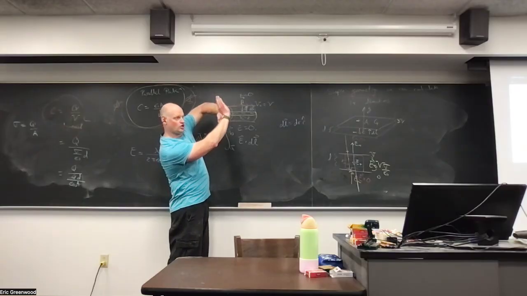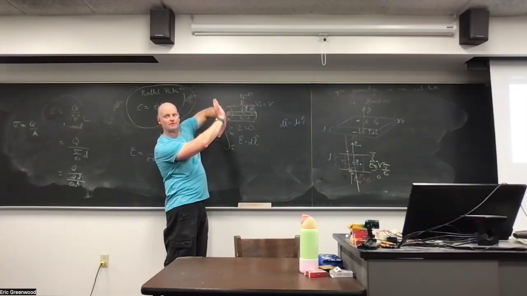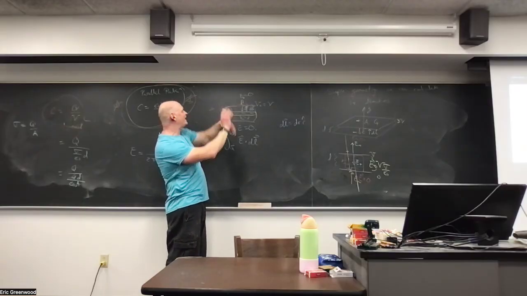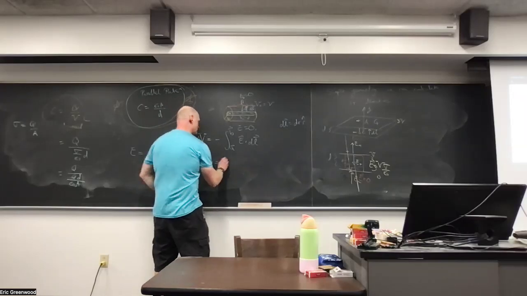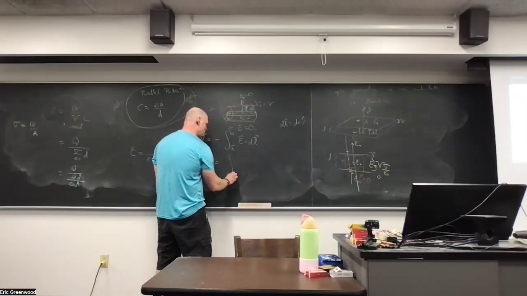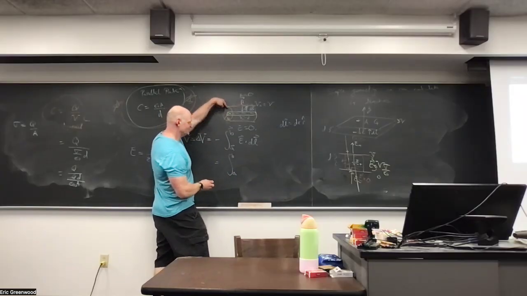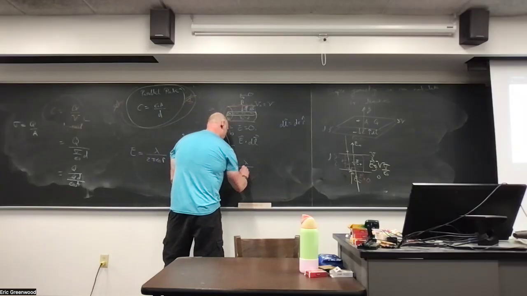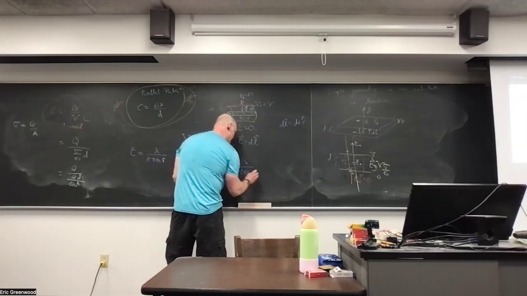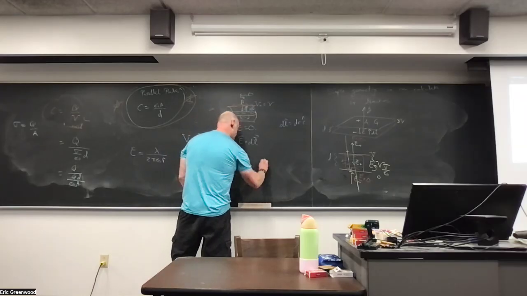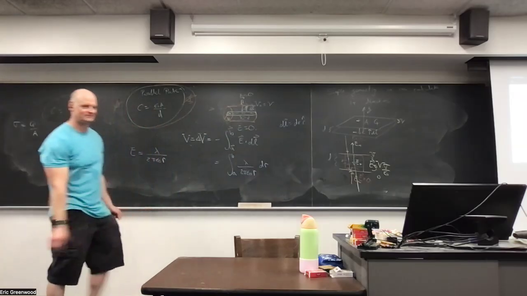What's the dot product between the two of those? Is that going to be positive or negative? Negative, so it's going to cancel this negative sign here. So this is then going to be equal to the integral from a to b, where a is the radius of the inside, b is the radius of the outside, of lambda divided by 2 pi epsilon naught r dr.